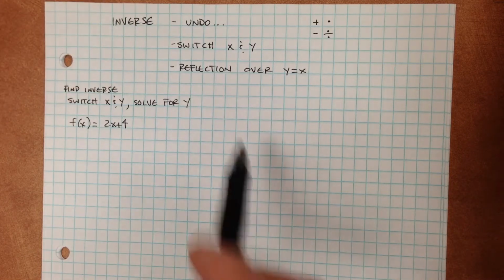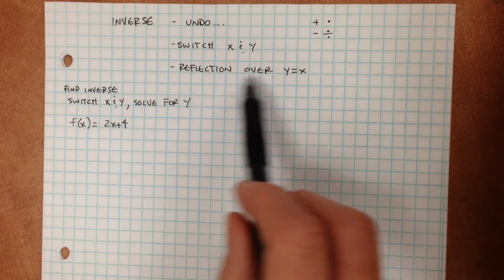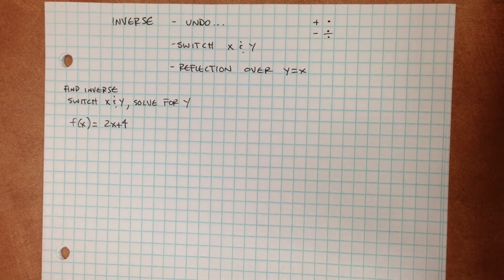It is also simply a switch of your x and your y values. We're going to be getting into these things a little bit later. It is a reflection over the line y equals x as far as a graph is concerned. First things first, let's deal with actually finding the inverse.